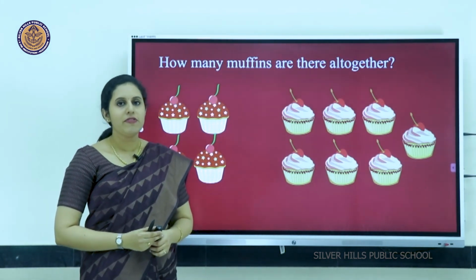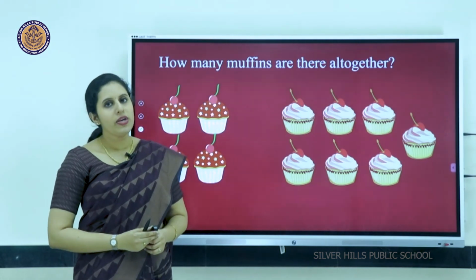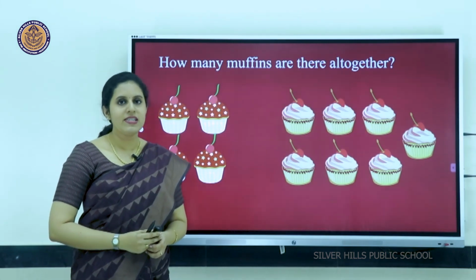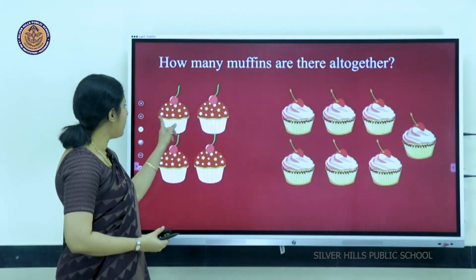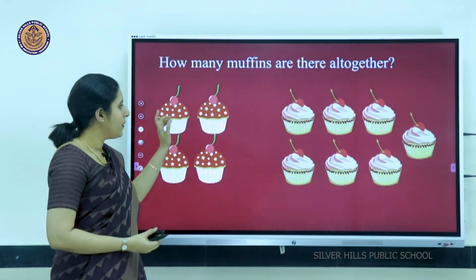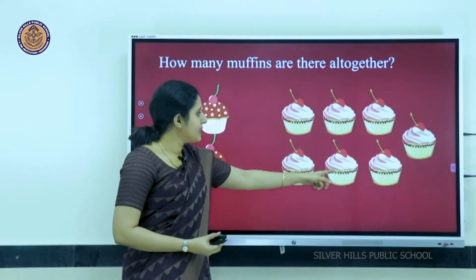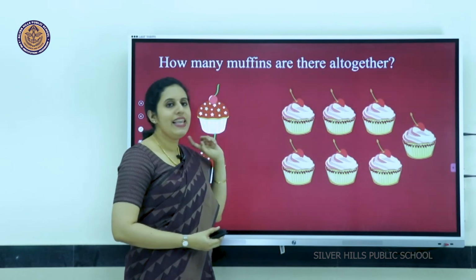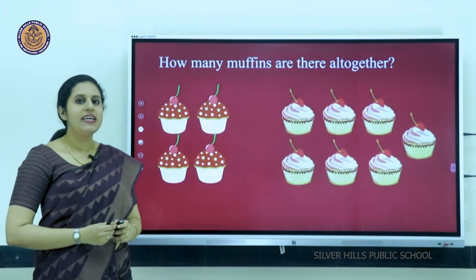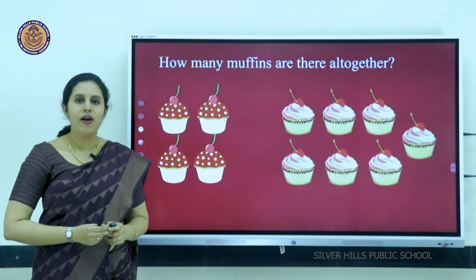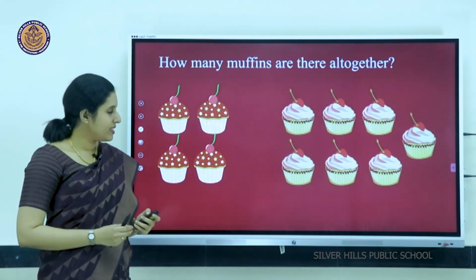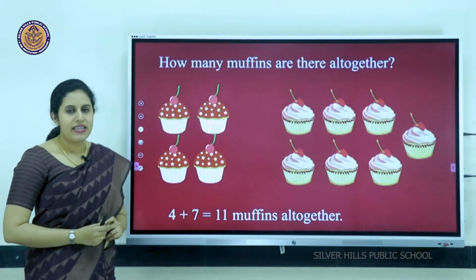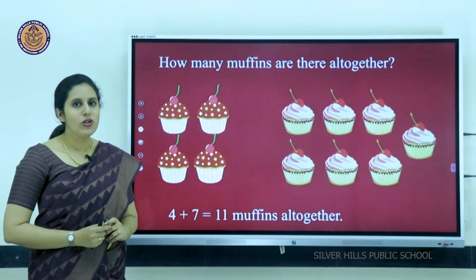You can use either of the methods. Either you can count on or you can use the head and fingers method, right? Let's count on and see how many muffins are there altogether. So, here 1, 2, 3, 4. 4, 5, 6, 7, 8, 9, 10, 11. So, how many muffins altogether? 11 muffins altogether. How do you write this using an addition sentence? Let's see. 4 plus 7 is equal to 11. That means there are 11 muffins altogether.